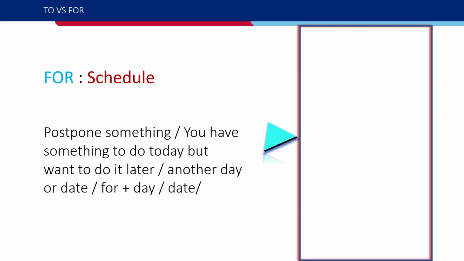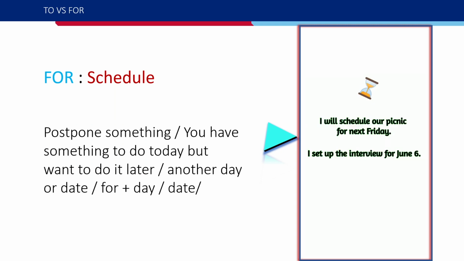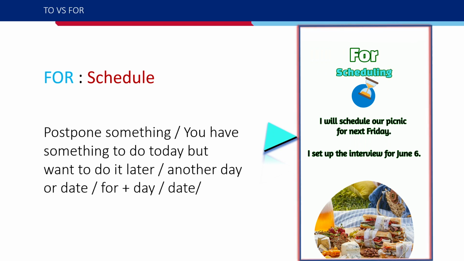What about schedule? Yes, of course, we use "for" to indicate a schedule, a certain time in the future when you want to change something in your blueprint. For example, postpone something. You have something to do today, but you want to do it later. For example, I will schedule our picnic for next Friday. Or I set up the interview for June 6th.